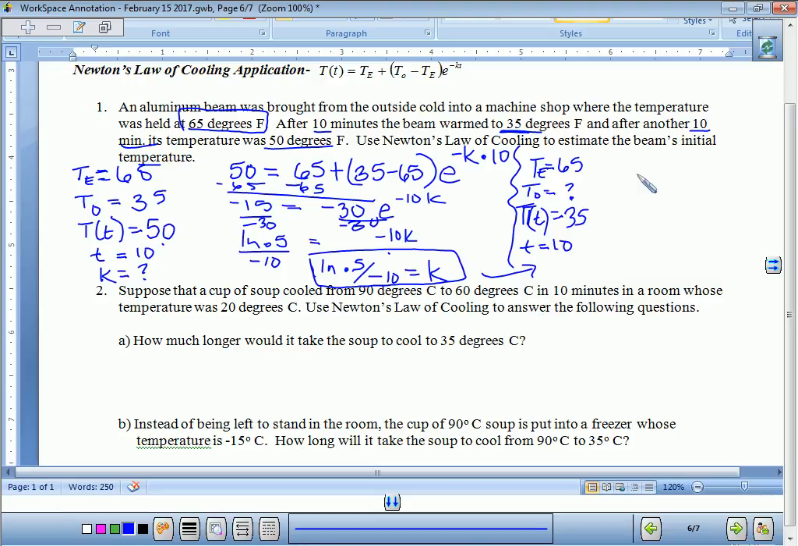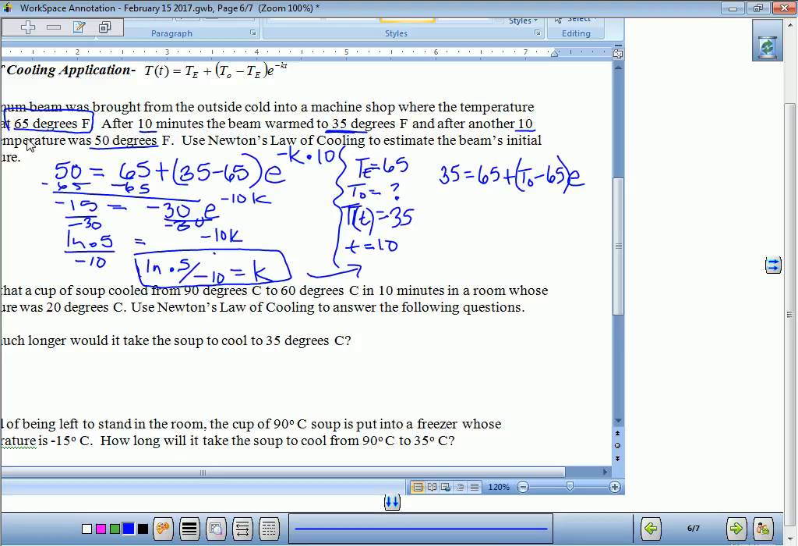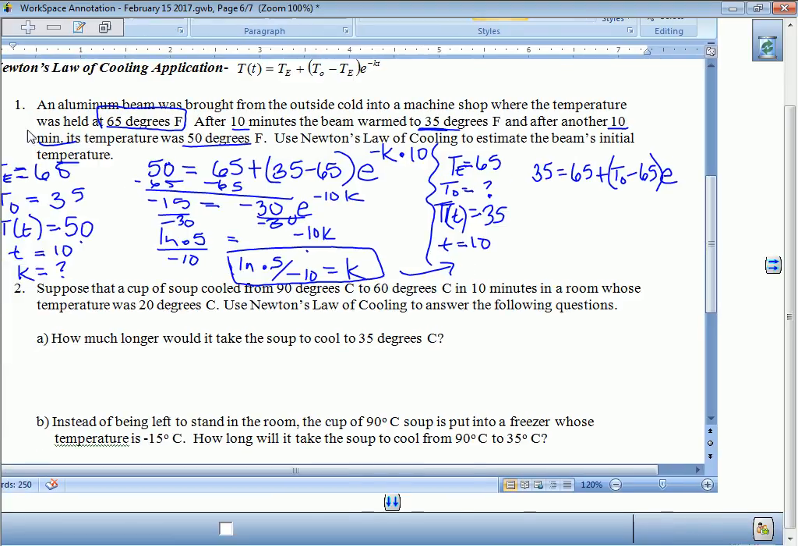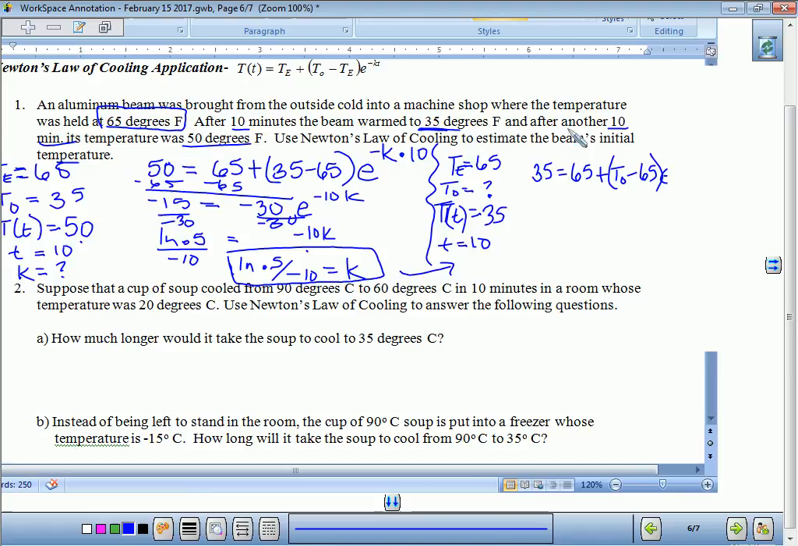So we're going to have 35 equals 65 plus T naught minus 65 times e to the ln of 0.5 over 10, because when I plug this negative into that negative, it turns positive, and our time is 10 minutes. So then can you just cancel those times? Those cancel.